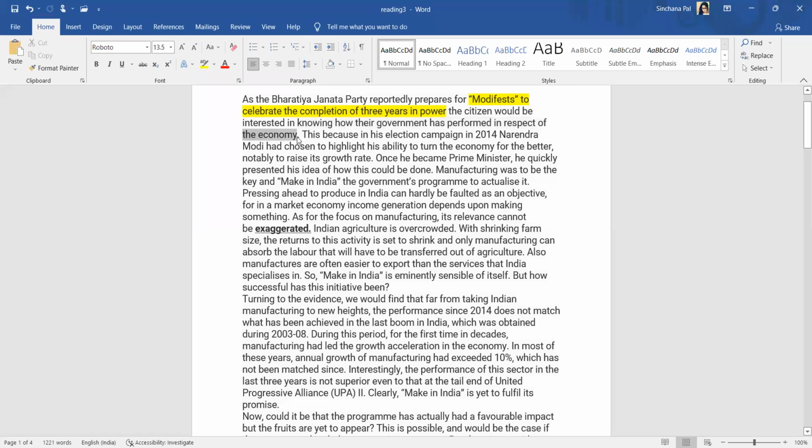So Bharatiya Janata Party means BJP, reportedly prepares for Modi Fest. Why? Because they are celebrating their 3 years in power, and the citizens are very much interested to know what the party has done for their country in the economy.